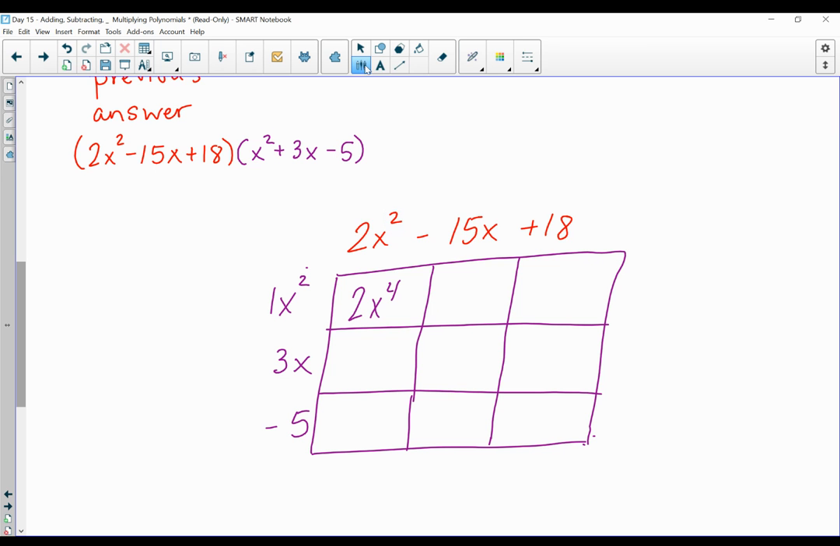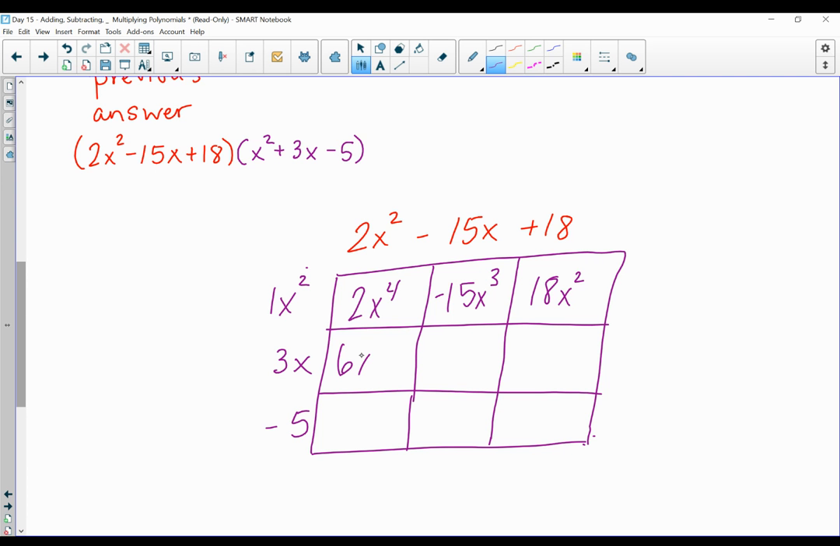All right, so let's keep going. So 1 times negative 15 gives me negative 15. And x squared times x gives me x cubed. And so on and so forth. X squared times 18, 18x squared. If you need more in-depth help with the box method, you need to go back to when I taught multiplication. So you need to go back to those multiplication videos.